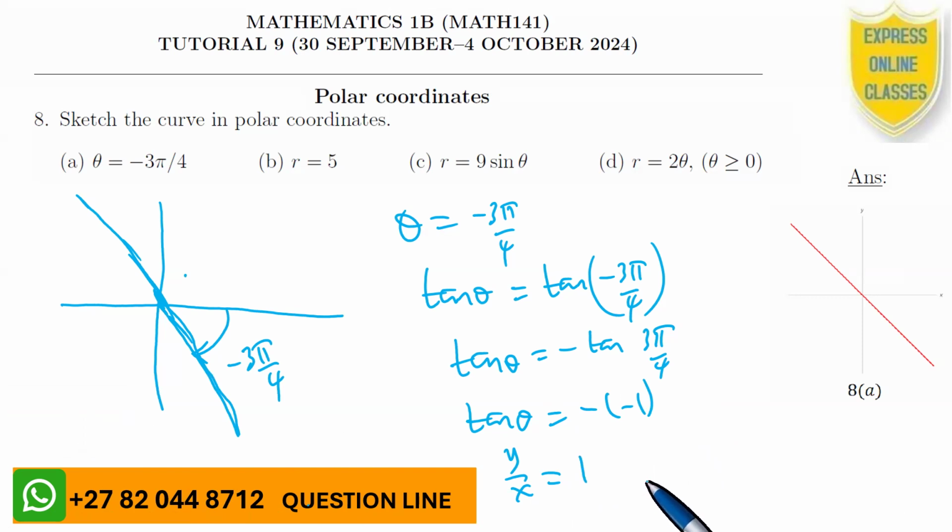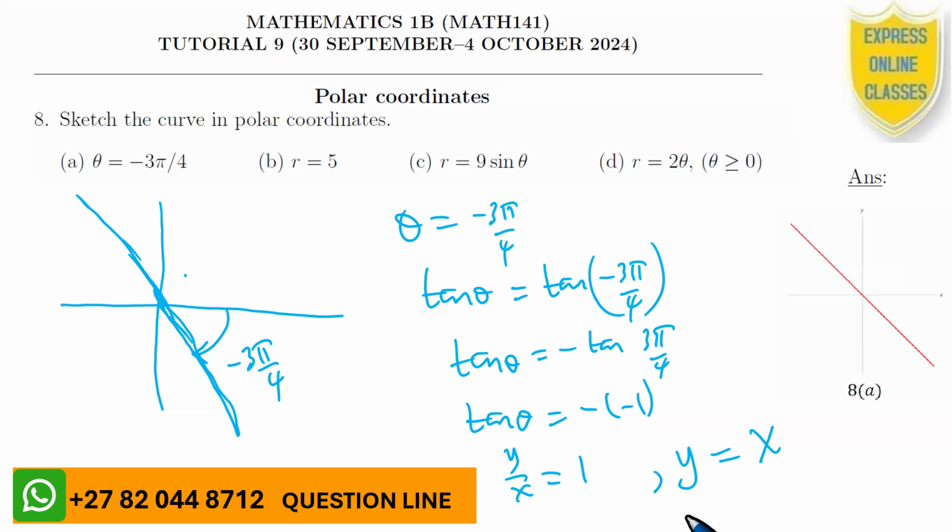So what this shows is that we actually have the line y equals x associated with this. Let us check these very, very carefully.